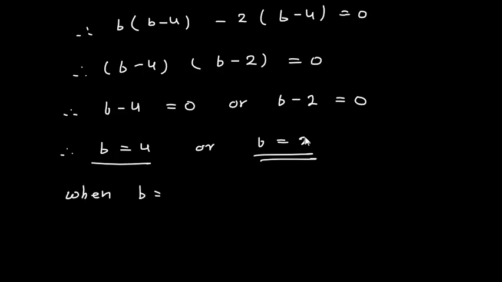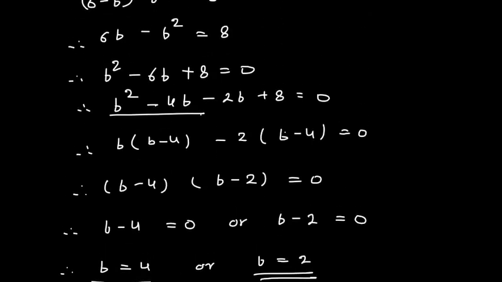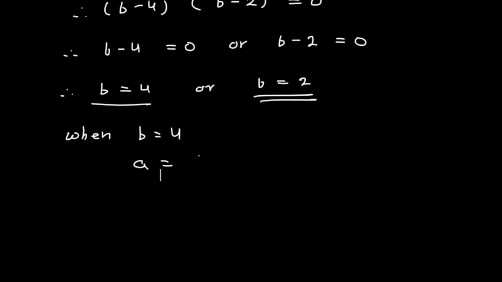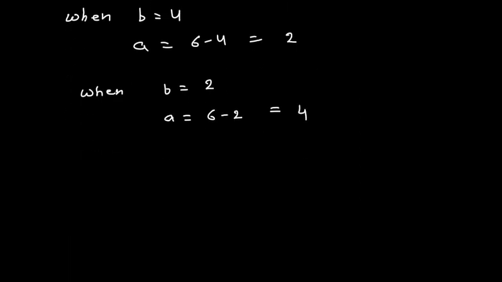So now I have two values of B. When B is equal to 4, A, the value of A we have taken, A equals 6 minus B. So A equals 6 minus 4, which equals 2. And when B is equal to 2, we get A equals 6 minus 2, which equals 4.